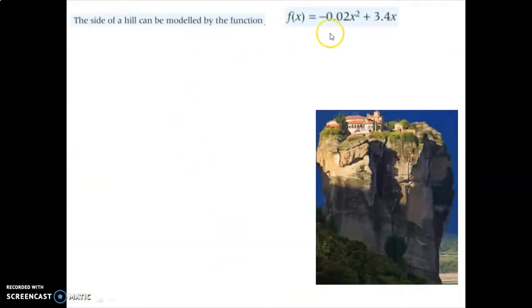And now let's do a problem related to this. So we have the side of a hill can be modeled by this function.